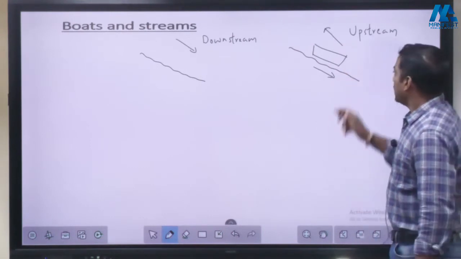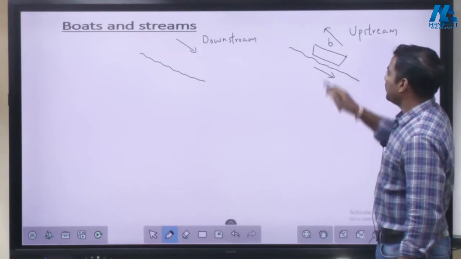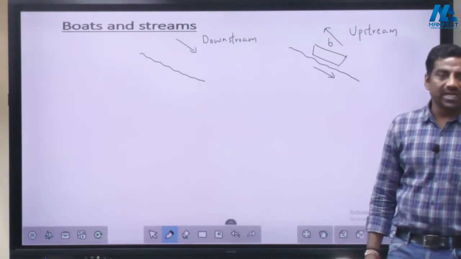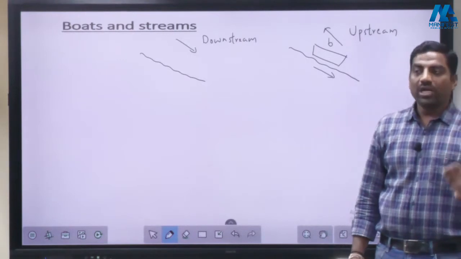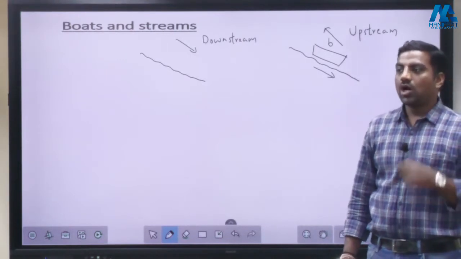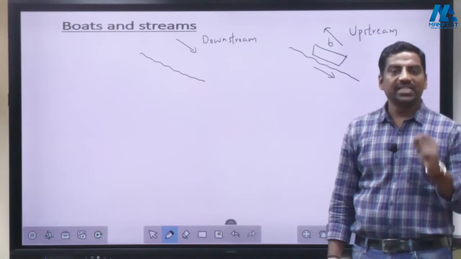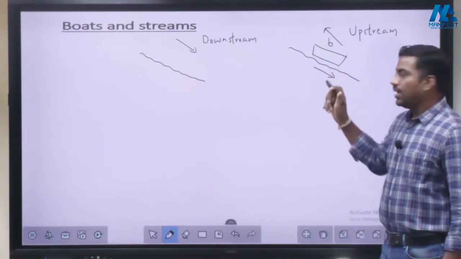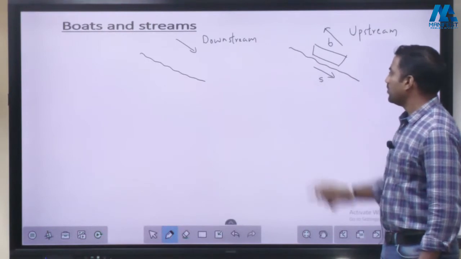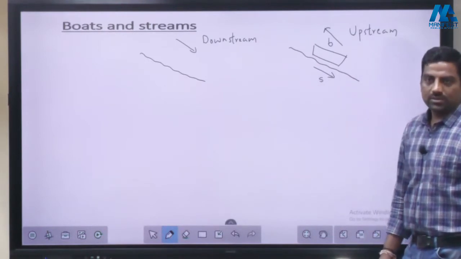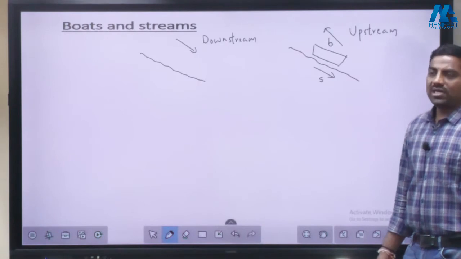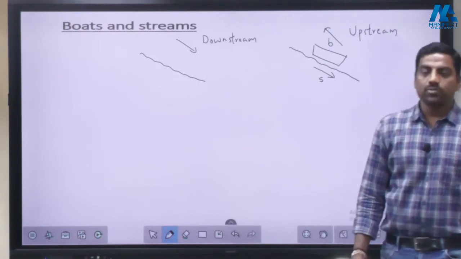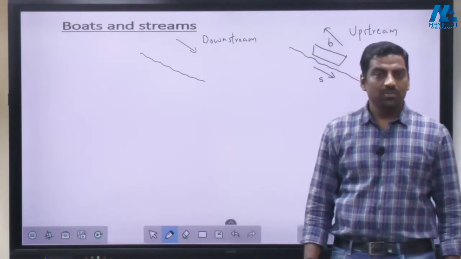If I take the speed of the boat as B, in all the cases from now on, I'll be taking the speed of the boat as B, whether it is a rowing person or a swimmer or a motorboat. So the speed of the boat or the moving object is B and the speed of the stream is S. Now tell me, to cover a significant distance, the speed of the boat has to be more than the speed of the stream?